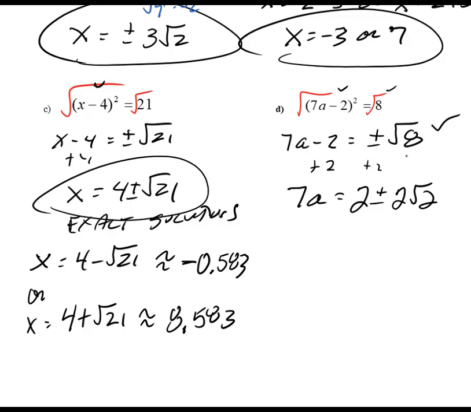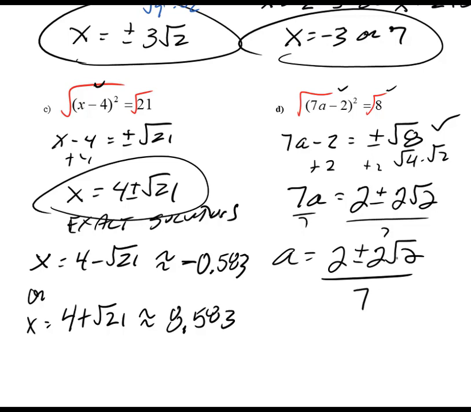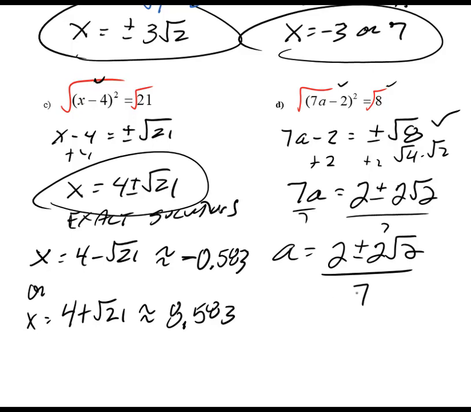So the square root of 8 is the square root of 4 times the square root of 2, so we could simplify that to 2 square root of 2. So then dividing by 7 on both sides, we get a equals 2 plus or minus 2 square root of 2, and that's all over 7. So each one of these would give us a value. We could approximate each one of these.